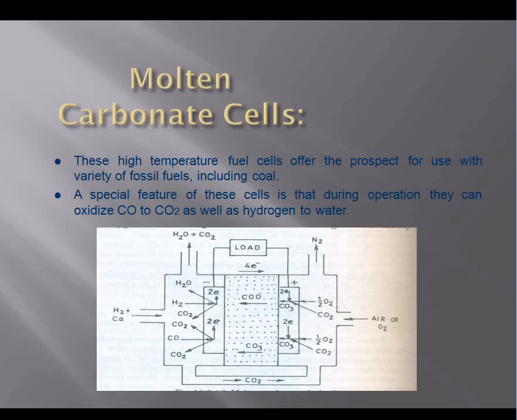The next is your molten carbonate cells. Molten carbonate cells are named so because the electrolyte used here is the molten carbonate. These are high temperature fuel cells, which offer the prospect of use with a variety of fossil fuels including coal. The special feature of this cell is that during operation it oxidizes carbon monoxide to carbon dioxide as well as hydrogen to water.